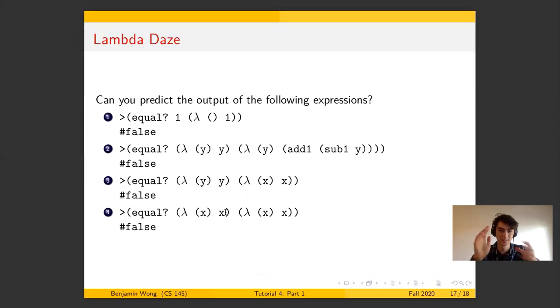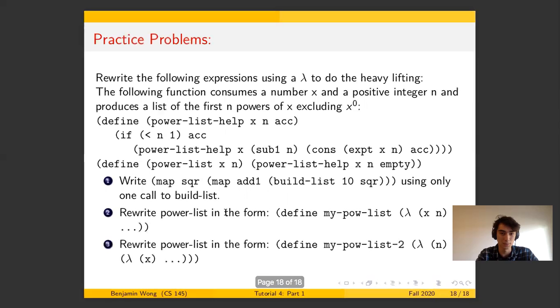Hopefully, you have been able to develop some more intuitions about how lambdas work in Racket. I've got some practice problems as always. The formatting is a little cluttered, but it's not as much work as it appears based on the full text of this slide, so I'll go into detail and explain it a little bit. Our goal is to rewrite the following functions using a lambda.